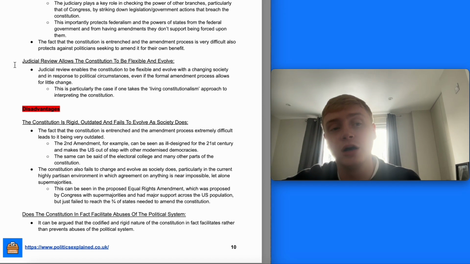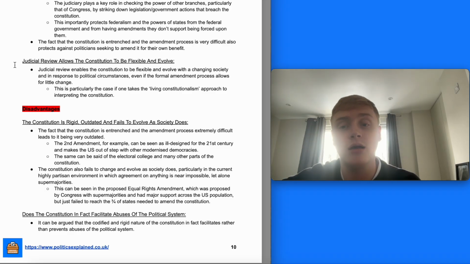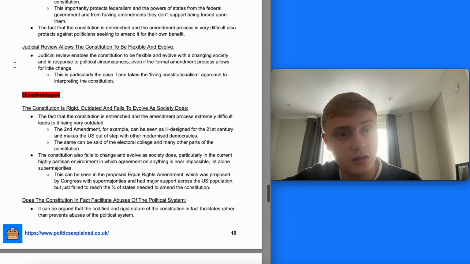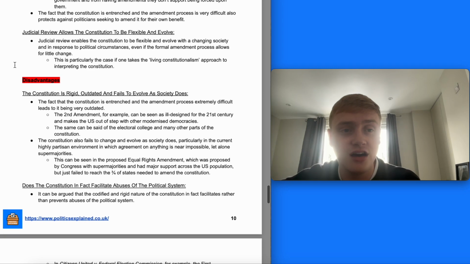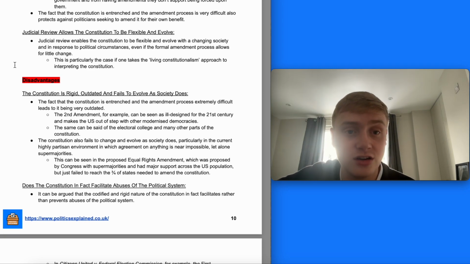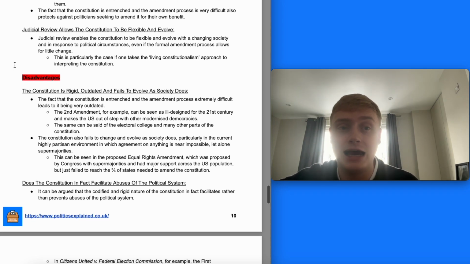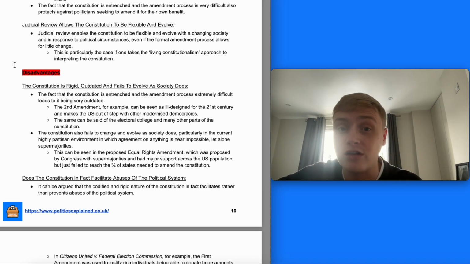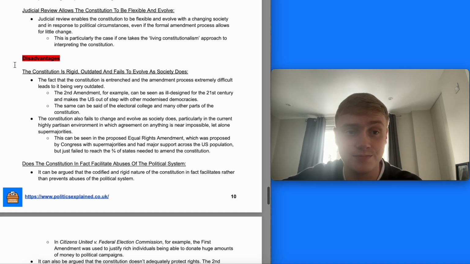Finally, it can be argued that judicial review and interpretive amendments allow the Constitution to be flexible and evolve, even if the formal amendment process doesn't allow for it. I argue this is a real benefit, as it allows the Constitution to change and be applied differently in a changing society and in response to changing political circumstances, even if the formal amendment process allows for little change. This is particularly the case if you take the living constitutionalism approach to interpreting the Constitution.